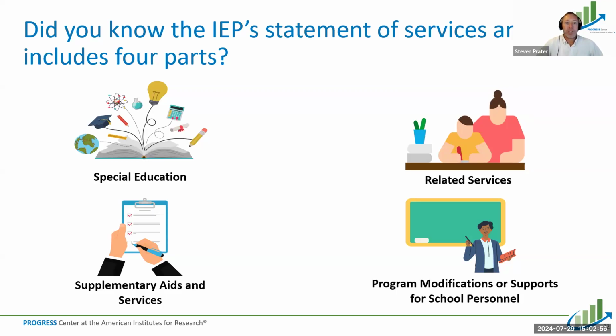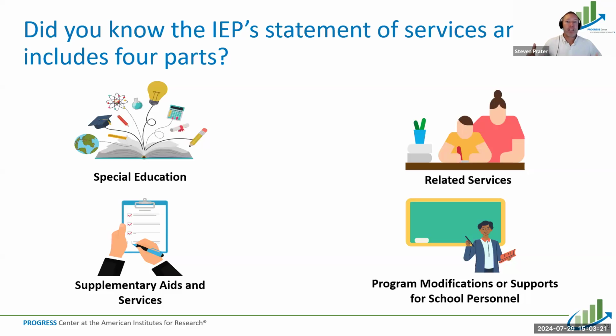The first one is the special education. What we mean by that is, what is the specially designed instruction? Students need to have something, or multiple things, that they're getting specially designed instruction on. If they're only receiving accommodations, then they may not really qualify for special education. To be in special education, you need to have some sort of specially designed instruction for that student.